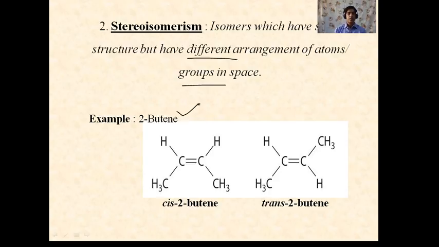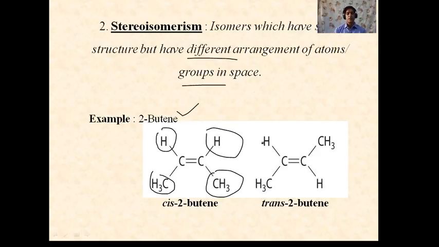As an example, we can take 2-butene. 2-butene is an alkene, and on both the carbons, a hydrogen and a methyl group are attached. But we can clearly see the difference in these two, cis and trans butene. In the cis form, the two hydrogens are attached on the same side of the double bond, and in the trans form, they are attached on the opposite side of the double bond.